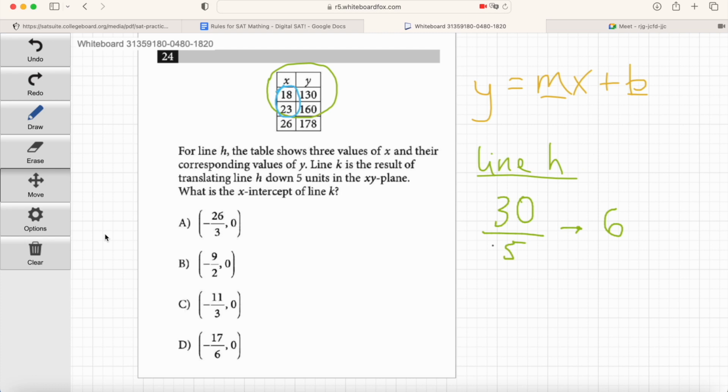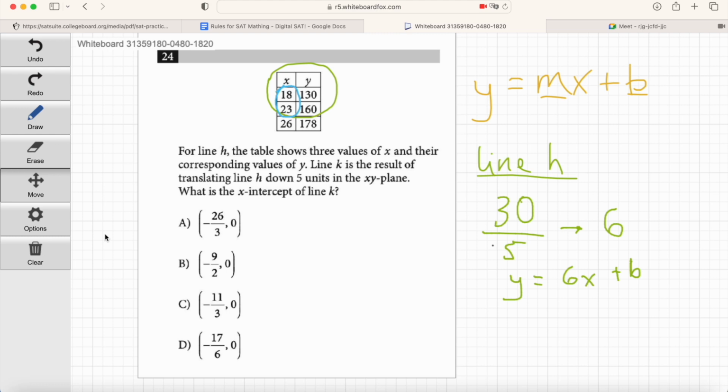So far we know the equation of this line is y equals 6x plus b. We don't know our b value just yet. We're going to figure that out in just a minute. Does that make some sense why we know that's at least part of the equation of line H? Okay. Now, we're going to need to calculate the b value. This is the y-intercept of this line H. How do we do that?